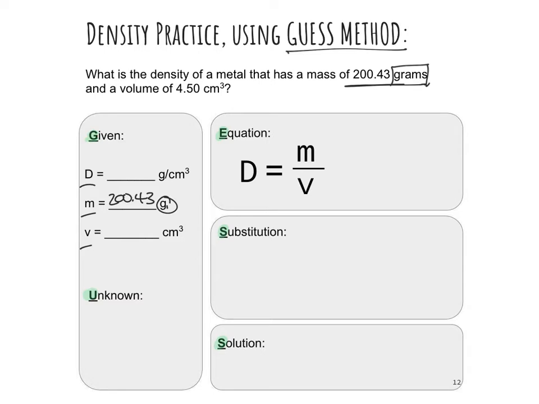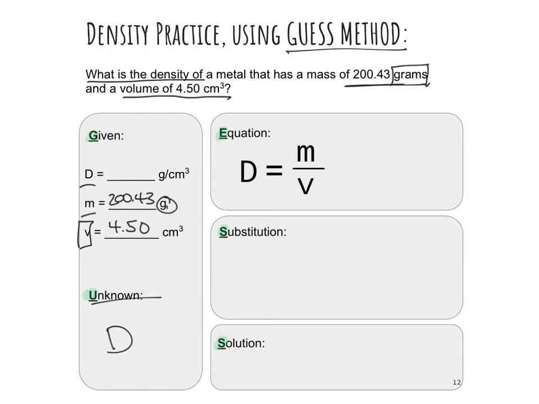And then we keep reading the question and we come across the volume, which is 4.50 centimeters cubed. So over under volume down here, we're going to put 4.50 centimeters cubed. All right, and then you'll always have one thing that you don't know yet, which here is the density, and that is the unknown. So down here under unknown, we're going to put D for density. And you can read in the question, it asks, what is the density? So everything's working out great.